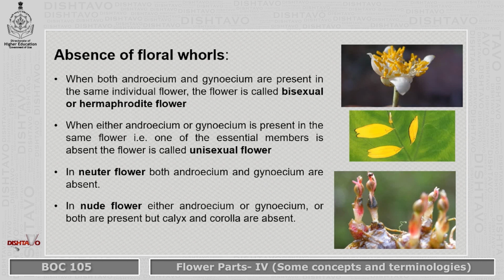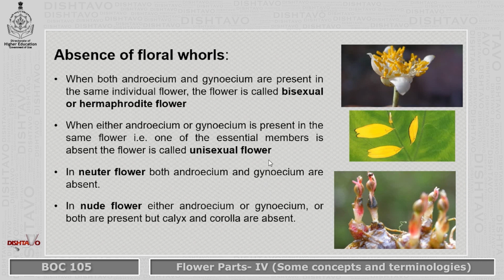So when both androecium and gynoecium are present in a flower, then the flower is called bisexual or hermaphrodite flower. When either the androecium or the gynoecium whorl is absent, then the flower is called unisexual flower.